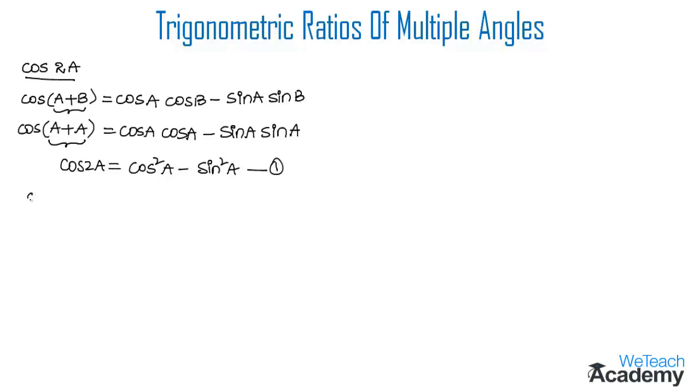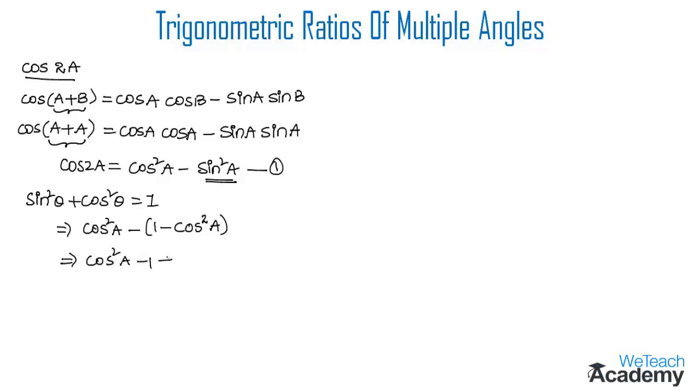From the trigonometric identity sin square theta plus cos square theta is equal to 1, we can write sin square A in terms of cos square A. That is, cos square A minus sin square A can be written as cos square A minus (1 minus cos square A). Simplifying, we get cos square A minus 1 plus cos square A, so we get 2 cos square A minus 1, which is also the formula of cos 2A. Let us name this as equation 2.